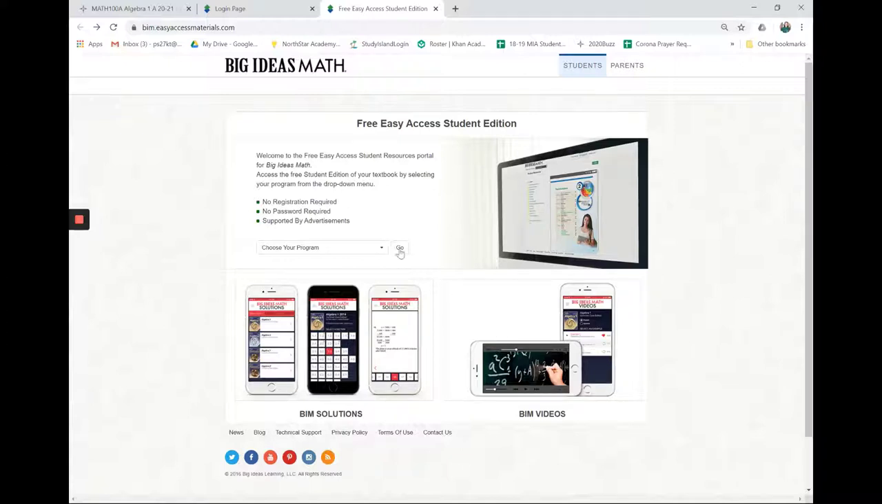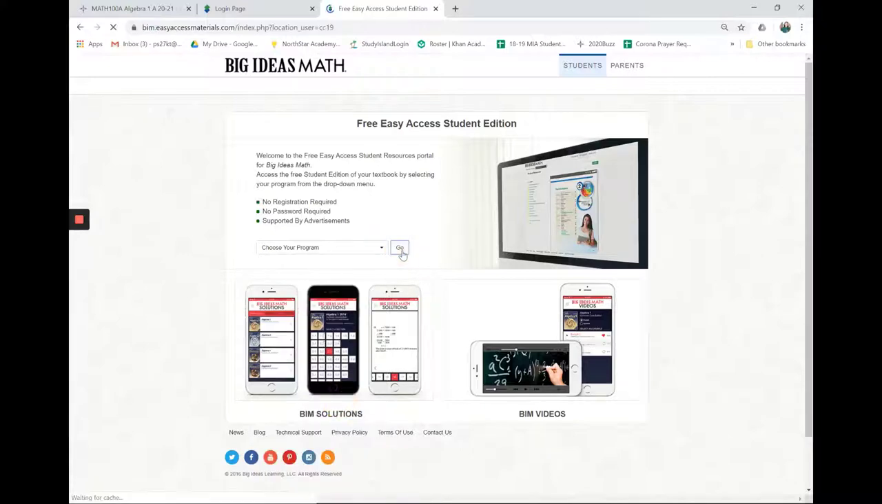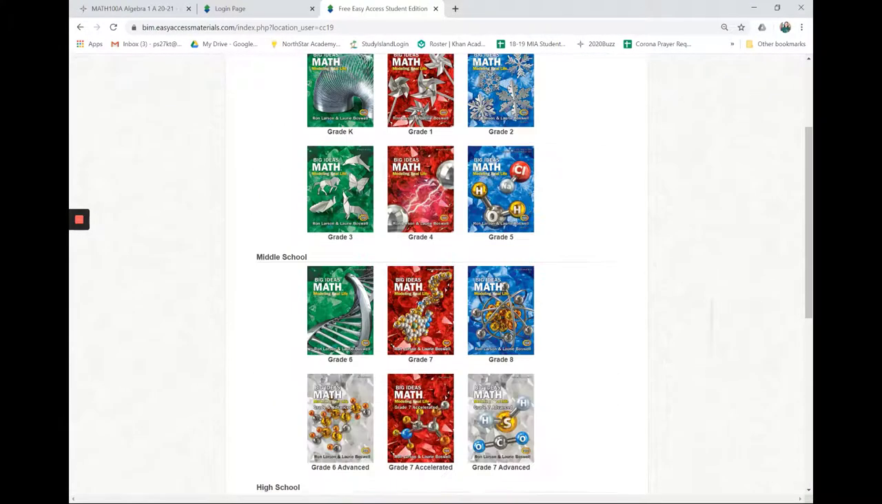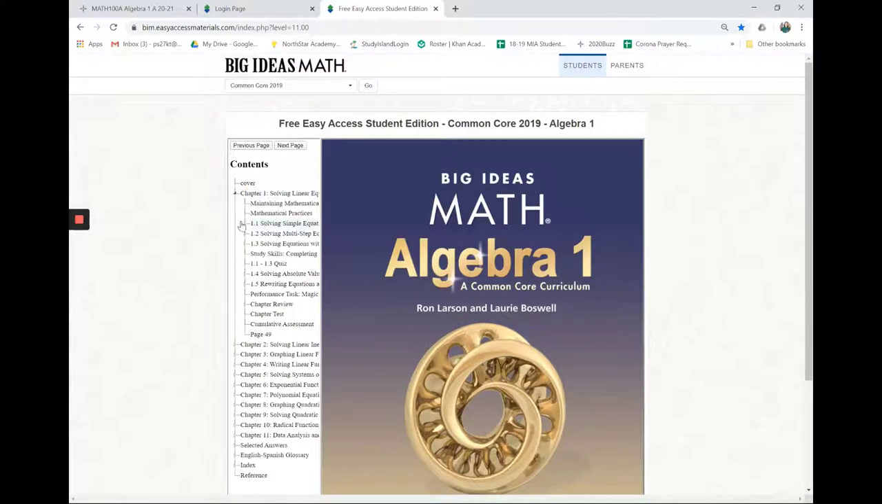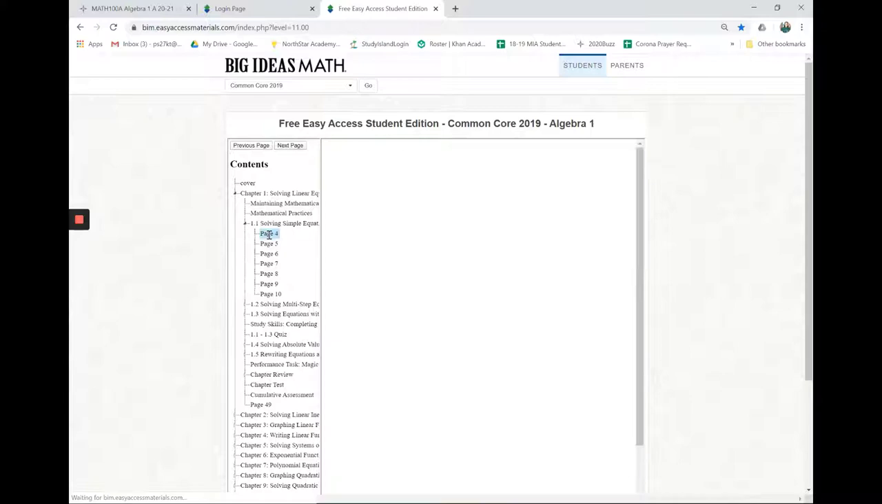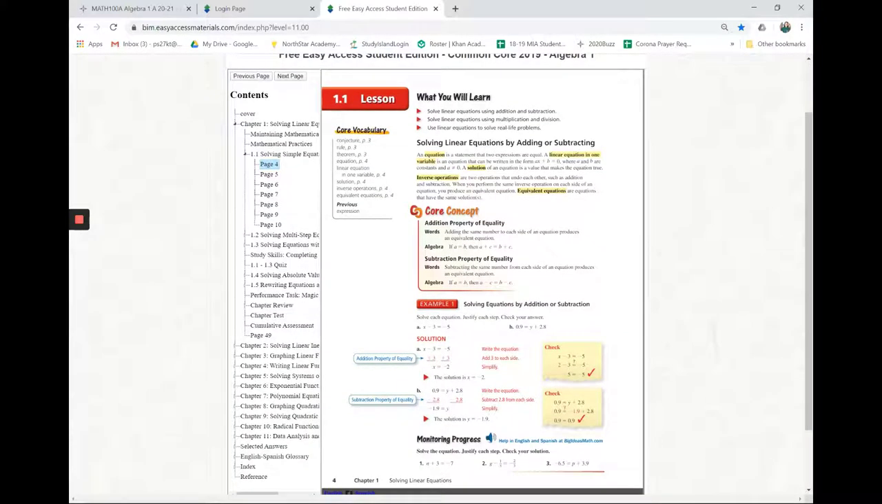So we're going to go to the Common Core 2019. And once we're there, we'll scroll down and just click on the Algebra 1 book. When this opens up, it's basically laid out just like the hard copy book. You've got the cover, and you can go to chapter 1, you can click on your topic, and you've got the different pages that are right there. So if you go to page 4, you're right in the book. You're seeing exactly what somebody with the book is going to be seeing on page 4.